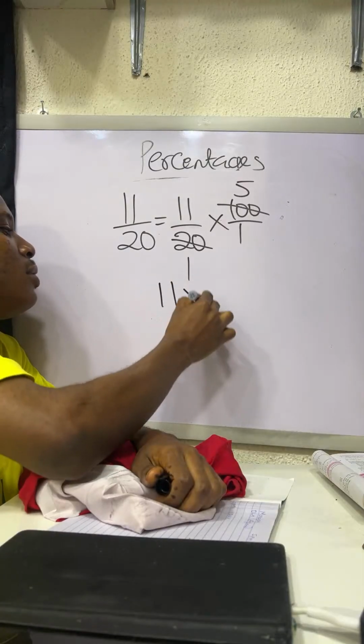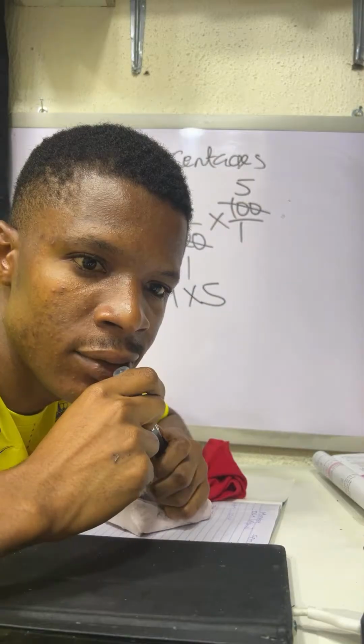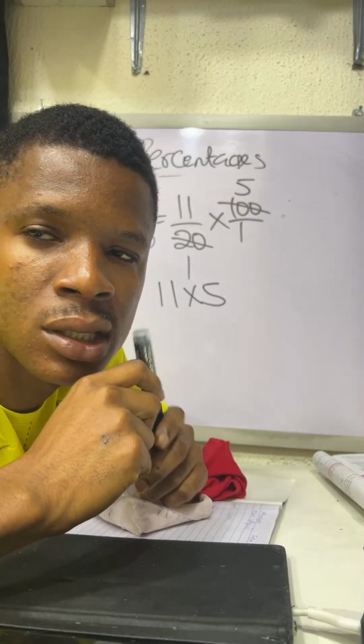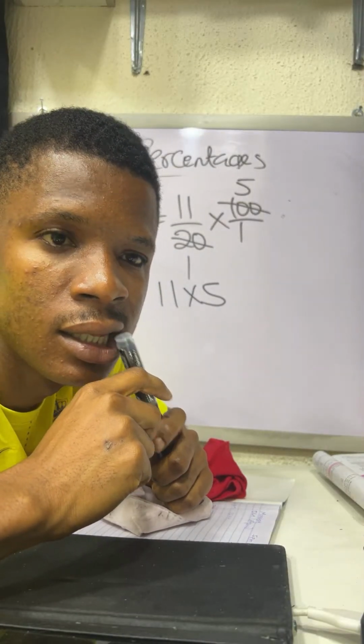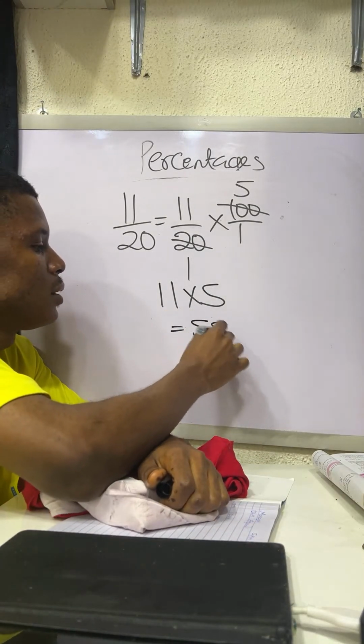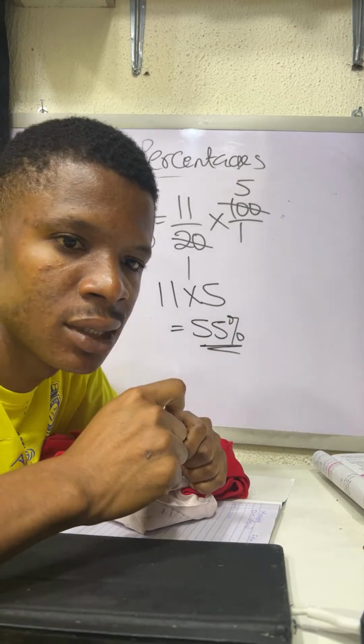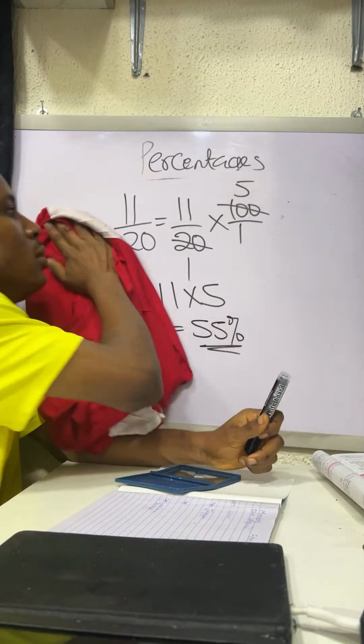So what's the value of 11 times 5? 55. Okay, 11 times 5 is 55. So the answer is 55%. Okay? Good. So let's continue.